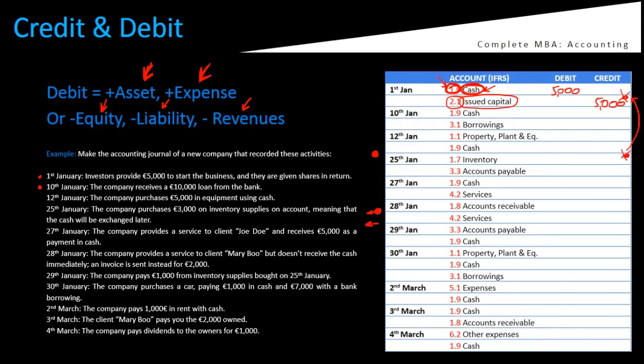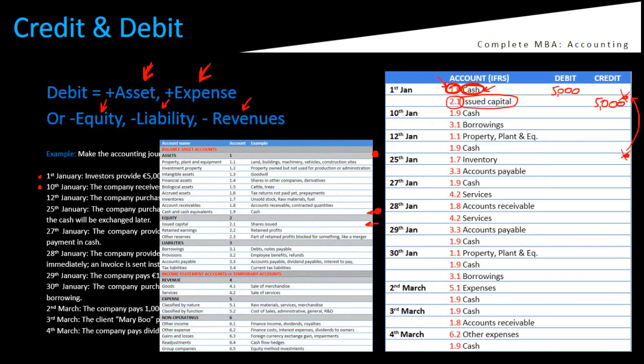10th of January. Here the company receives 10,000 euro from a loan from the bank. So it is very easy to identify the first account being involved here, which is cash. You remember cash is 1.9 in our COA, so I put 1.9 and cash here. The second account being involved is loans from the bank. That's going to be, of course, in the family of liabilities and is the 3.1. If you remember, notes payable refers to borrowing from the bank. So that's the 3.1 borrowings. You write 3.1, and now that you've identified the two accounts being involved, let's see how much they're exchanging.